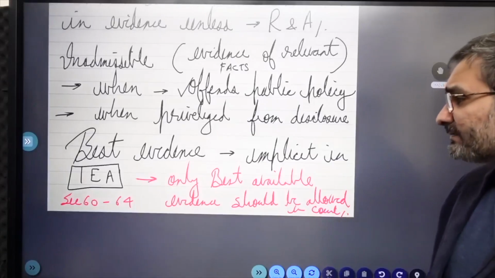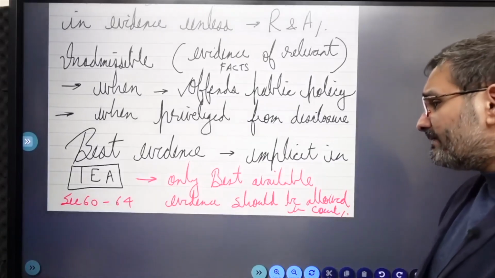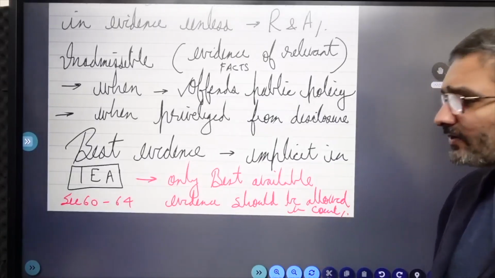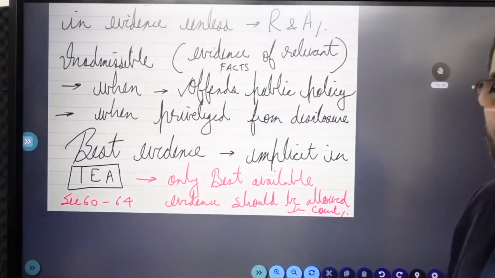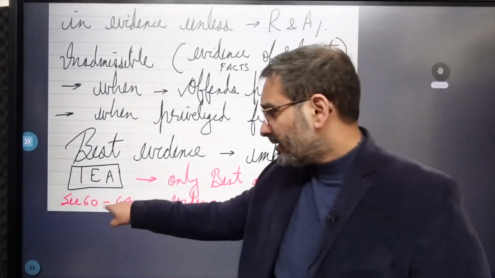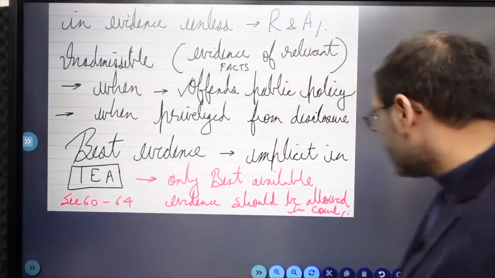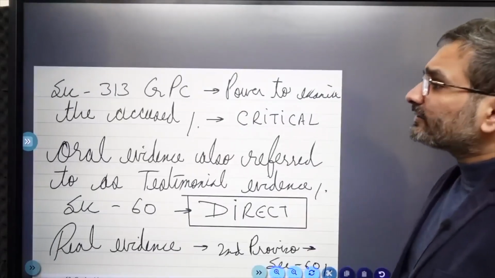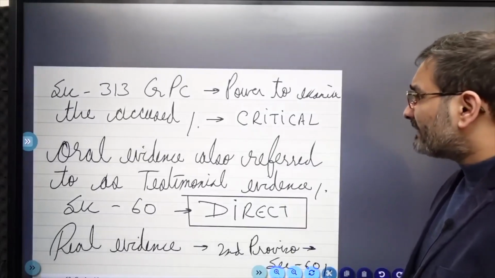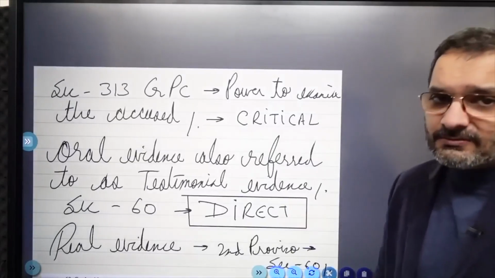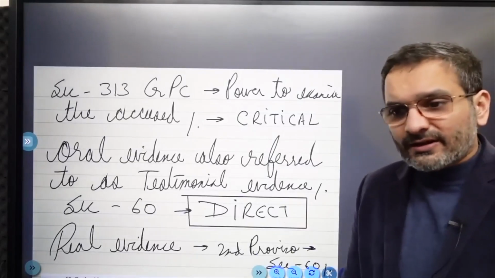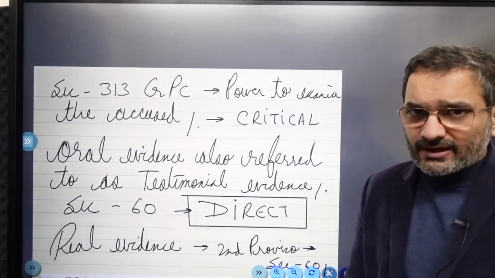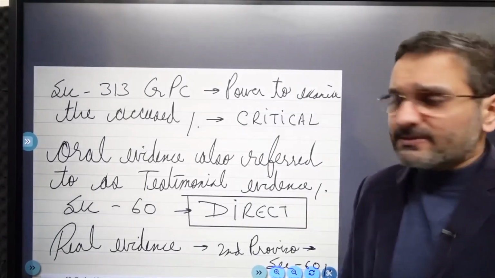But evidence is implicit in Indian Evidence Act. Only best available evidence should be allowed in court, ताकि उनका भी time बचे and then they could come to the decision very easily. Section 60 to 64. वैसे भी 5 to 65 is all about relevancy. Section 313 CRPC, power to examine the accused, is a bloody critical section. 313, 319 पे बहुत सारे DJS में सवाल आते हैं. 313 CRPC, 319 CRPC आपने करने ही करना है.